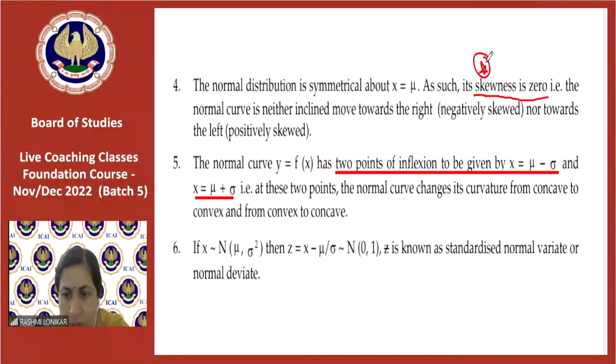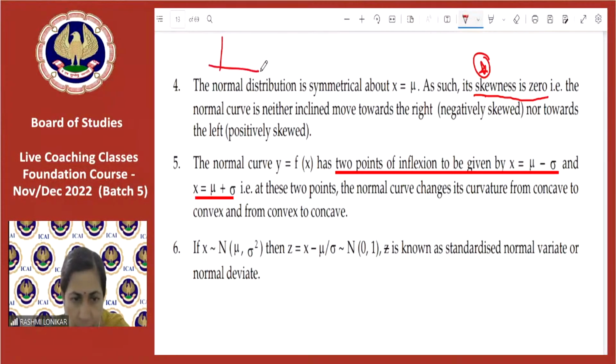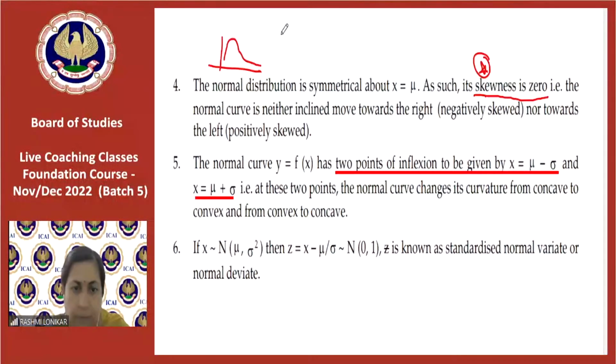Okay, theory question. The normal distribution is symmetrical about x is equal to mu and its skewness is 0. That is, the normal curve is neither inclined towards the right, negatively skewed, nor towards the left, positively skewed. Okay. Like in earlier, we have talked about like this.